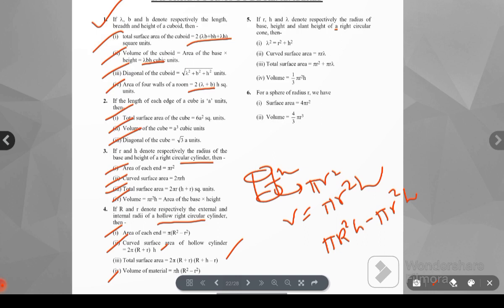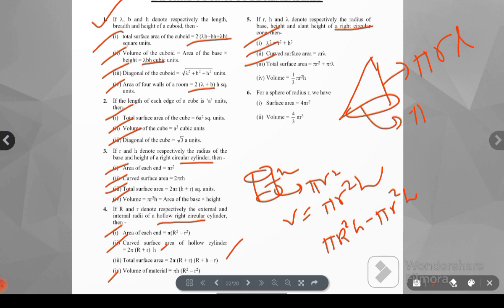All right, sure. Next is the right circular cone. I told you slant height is root of L square plus H square. Curved surface area pi r l, total surface area pi r square plus pi r l. Okay, this one is pi r l and this is pi r square. That is your total, pi r square plus pi r l. The volume is done. And this is the surface area of the sphere: 4 pi r square, volume 4/3 pi r cube.